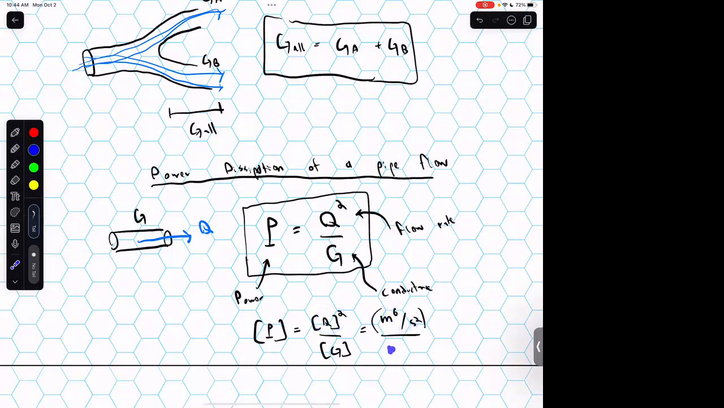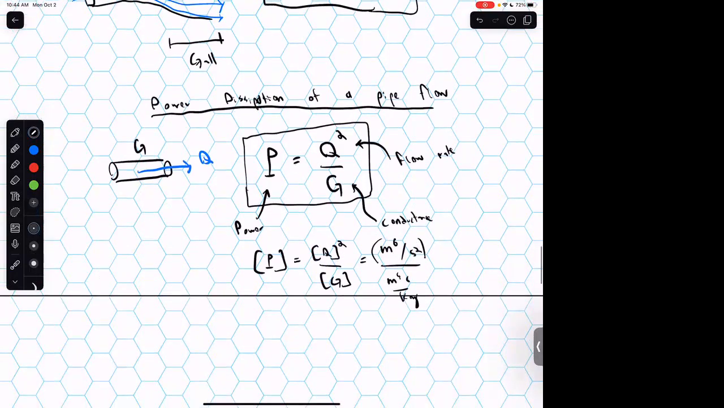And then on the bottom, I get meters to the fourth seconds over kilograms. So not the most elegant units I've ever seen. Turns out that if you plug and chug the units out through this, you'll actually get that the units of this quantity are kilograms meters squared over seconds cubed, which is actually equal to the units of energy over time. So joules per second, where joules is SI units, which is equal to W, where that's a watt.